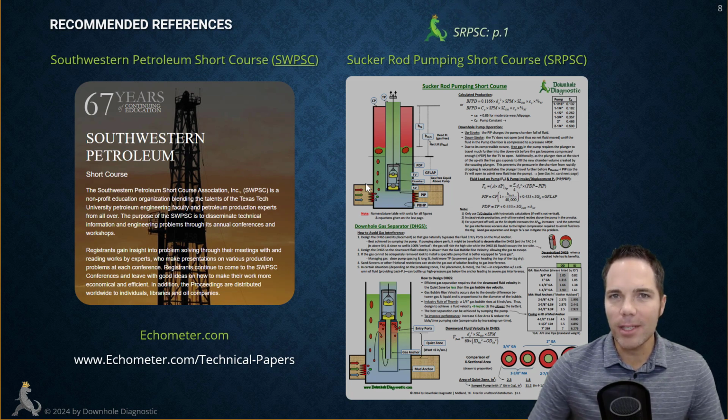Sometimes in the course, you will see this pop up if I'm talking about an equation. For example, to calculate the production rate from a well, I can say Sucker Rod Pumping Short Course, page 1. That means the equation is here. You don't have to necessarily write it down. You can just go highlight it on this 6-page brochure.